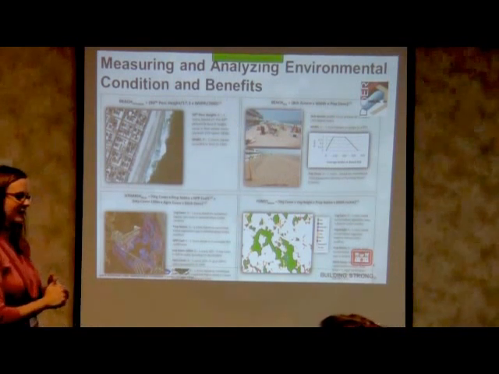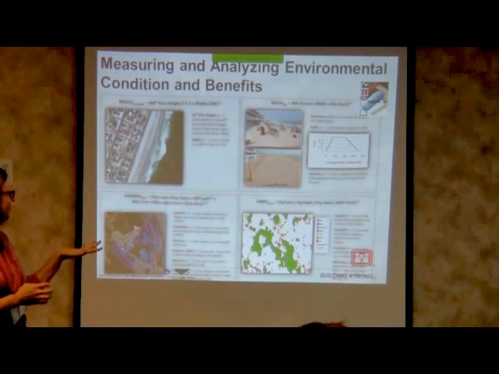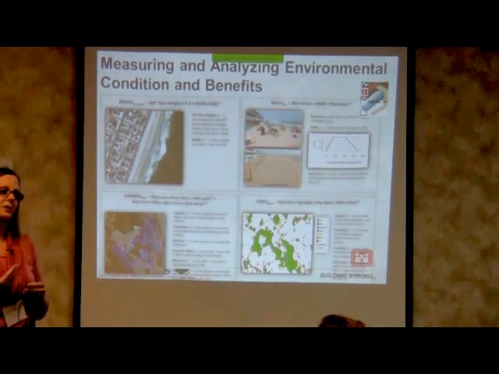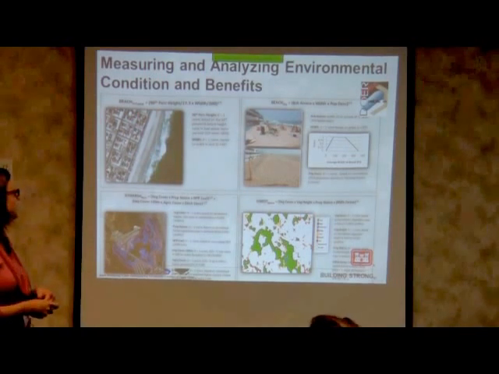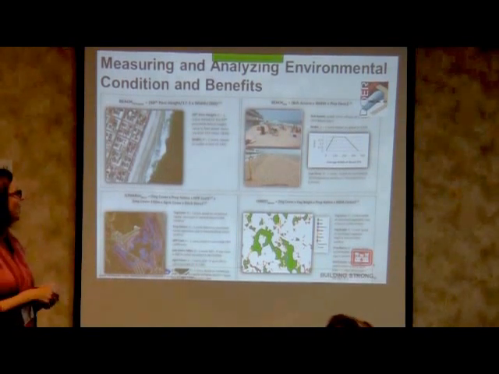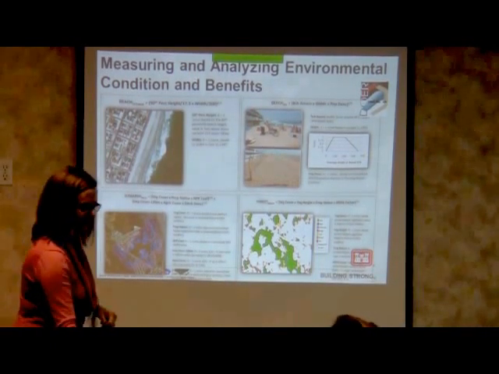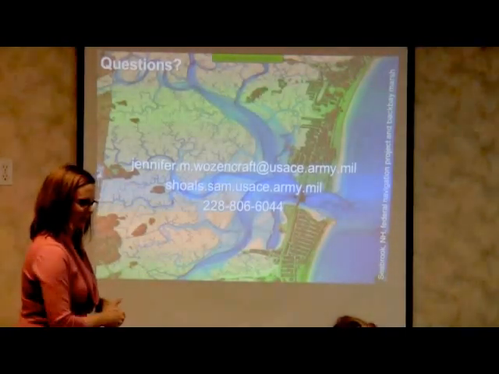And then finally, this is a project that I've been working on, looking at measuring and analyzing environmental condition and benefits. So taking the parameters that I showed in the early part of the presentation, and using some relationships from the literature to start quantifying ecosystem goods and services. If we start altering projects by adding or removing sediment, or rebuilding marshes, how can we quantify the benefits of those projects in terms of ecosystem goods and services? And that was my last slide.